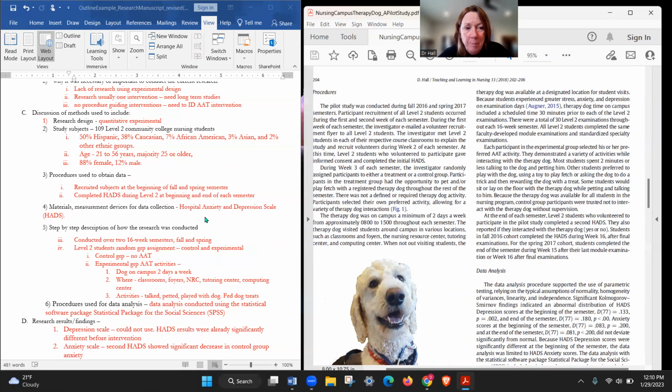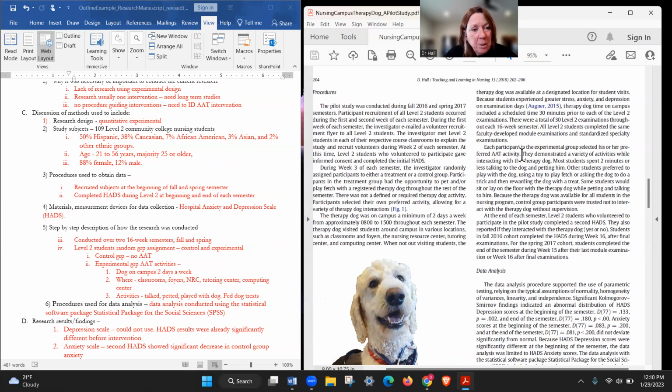And then the people who volunteered to participate did informed consent and were the research subjects, and we divided them into a control group and an experimental group. The experimental group was the one that got to interact with the therapy dog. So here's the beginning of your piece.